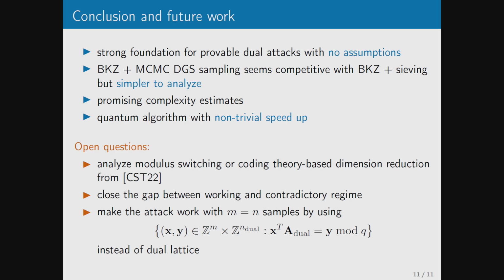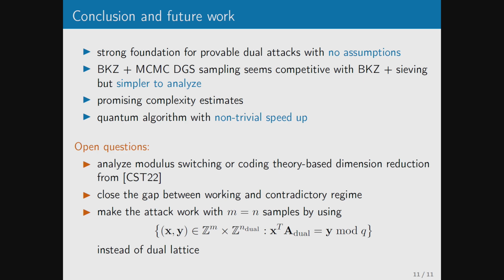So in conclusion, as I said, the main takeaway is that we have, I think, now a strong foundation with this paper and other papers on provable dual attacks with no assumptions whatsoever, which I think is nice. And hopefully I've convinced you that this Markov chain Monte Carlo sampler is worth having a look. It's not ours. And the main purpose of this was really to simplify the proof, which I think we were quite successful at. We have promising complexity estimates and the quantum algorithm, also with no assumption. And of course, the biggest open question is, can we analyze modulo switching to make the attack efficient? Modulo switching does not play nice with our proof, well, with anybody's proofs, really.